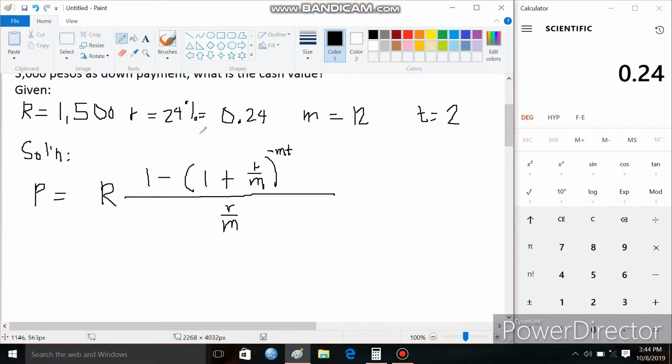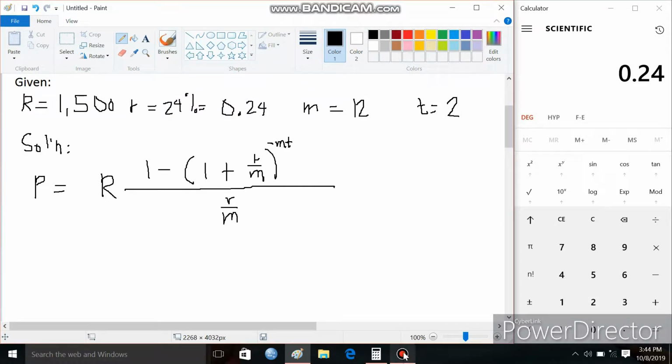Now that we're done with the given, we will make use of this formula. The present value equals the regular payment times 1 minus the quantity 1 plus the interest over the mode of payment, raised to the power of negative MT, all over r over m. The first step is to simply substitute the values in the formula. The regular payment is 1,500.